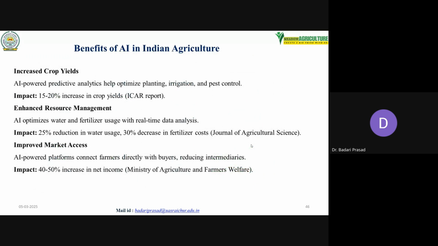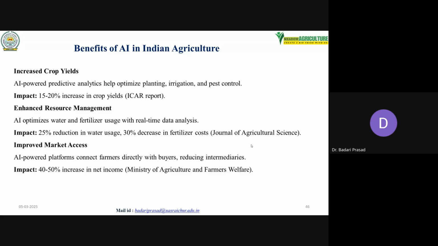So by deploying this artificial intelligence, we are expecting higher crop yields, up to 15 to 20% increase by optimizing planting, irrigation, and pest control systems. Enhanced resource management, optimizing water and fertilizer usage with real-time data analysis, 25% reduction in the water usage, 30% decrease in the fertilizer cost we can expect. Improved market access, AI-powered platforms connect farmers directly with buyers, reducing intermediaries.